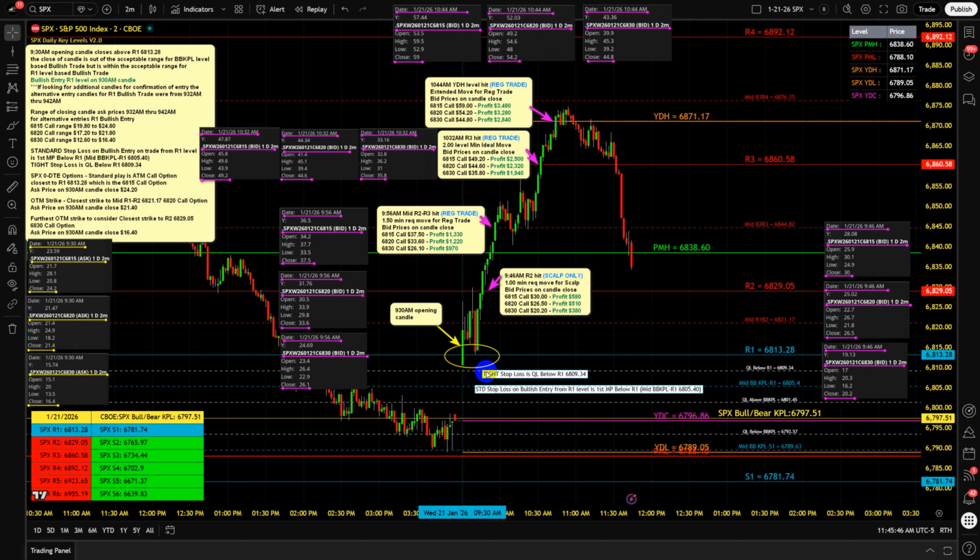Okay, so as we went over, the tight stop loss is the QL on this bullish trade based on the R1 level. The tight stop loss, if you want to use that, is the QL below 6809.34. Standard stop loss is the first midpoint below 6805.40. Now with this indicator, your entry stop losses are going to be level based.